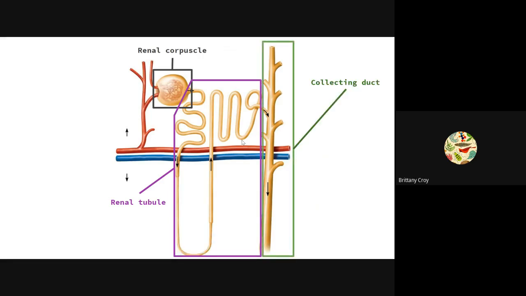This last structure over here is not part of the nephron. It's called the collecting duct, and it takes the urine. So only the nephron is involved with forming the urine. The collecting duct is just a tube that urine travels through.